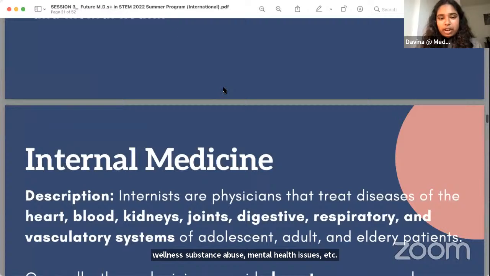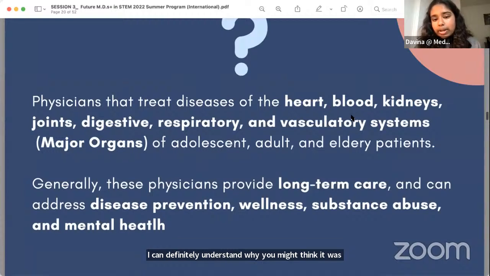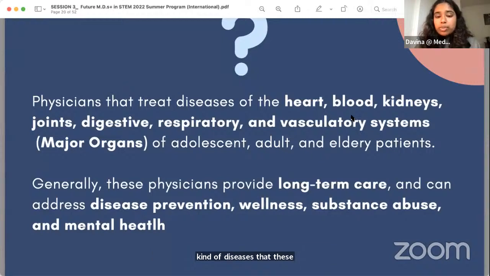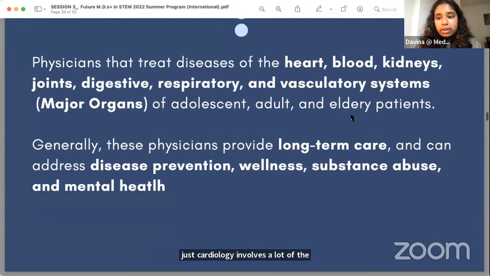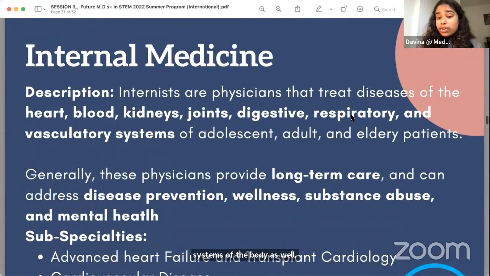Yes, so a lot of people in the chat are saying internal medicine. Exactly. Great job, everyone. That's what it is. I can definitely understand why you might think it was cardiology, especially since going back, the first two diseases that these specialists will be working with involve heart and blood, but we're also talking about kidneys and a lot of the major organs of the body. So not just cardiology, it involves a lot of the other major systems of the body as well. So that's why we are specialized in internal medicine.